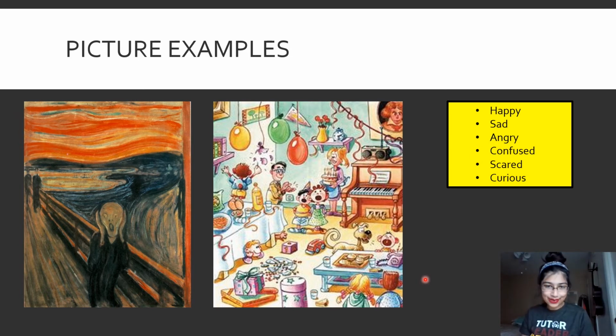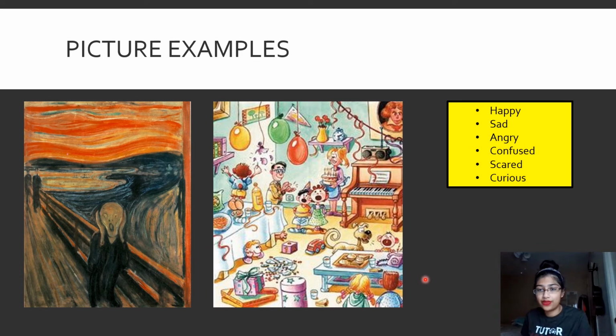When I look at this picture, I see chaos. I see a lot of things happening. It's really busy. But I also kind of feel happy in this picture. Remember, there's no right or wrong way to feel or look at a picture. Some of you may feel sad.